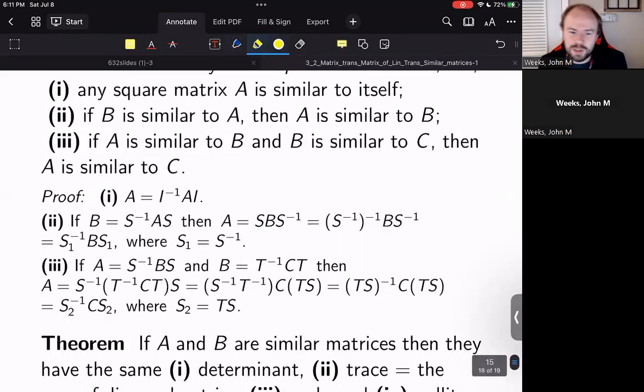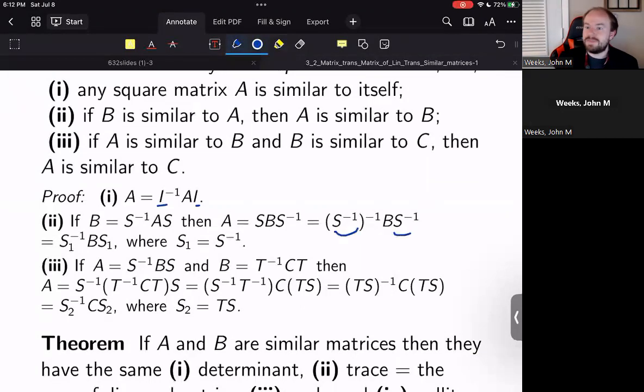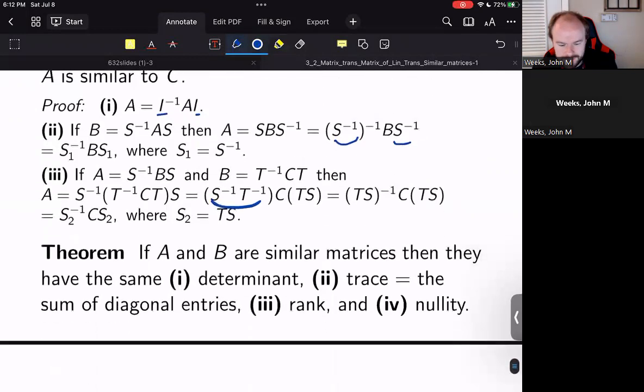It's good to see that there's a little bit of a proof written down, first using our identity relation, and then using S inverse as the matrix that we're multiplying by for part 2. And then you could see what I meant by quote unquote composing or multiplying matrices to make a transitivity relation happen here in part 3.